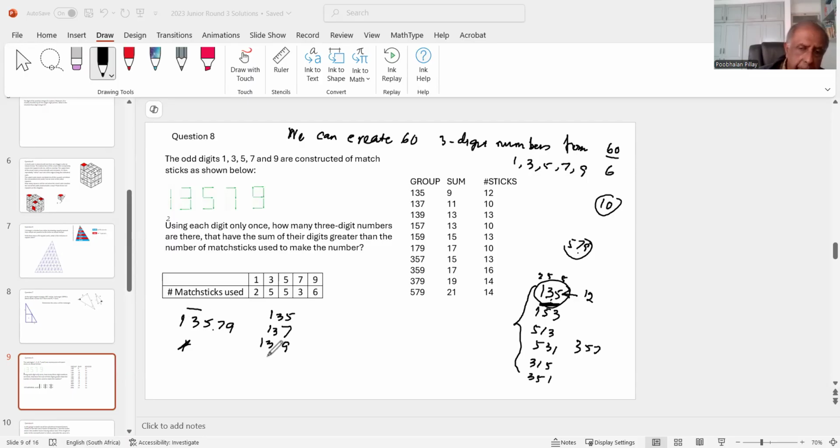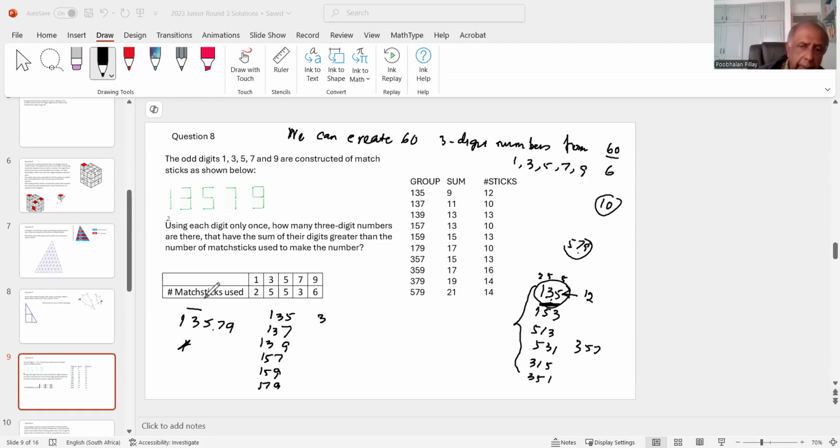Now I go to 1, 5. I'm not going to use 3 again because I've already got 5, 1, 3 there. So with 1, 5, it'll be 1, 5, 7 and 1, 5, 9. Right? That's it. Or you can go to 1, 7, 9. So these exhaust all the ones which have got a 1 in it.